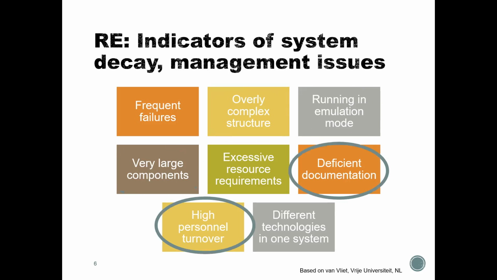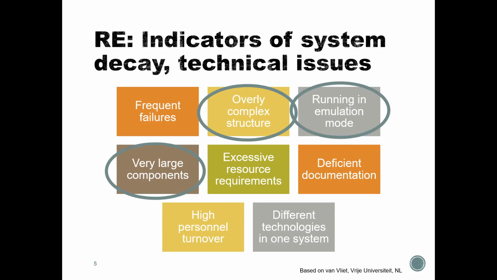So let's see one by one. We have identified these indicators into some subsections. The first subsection is technical issues. Very large component, overly complex structure, and running in emulation mode are the three factors which come under technical issues, and these three factors make the system degrade.